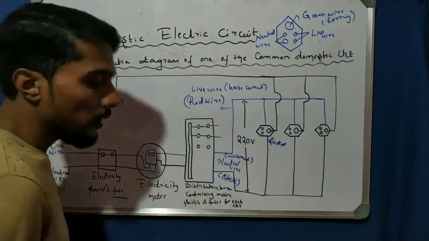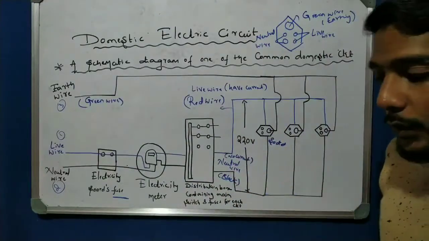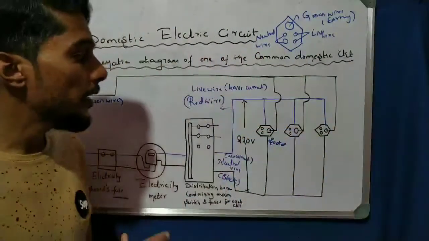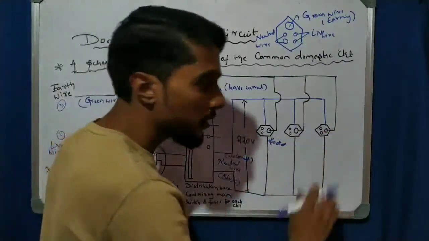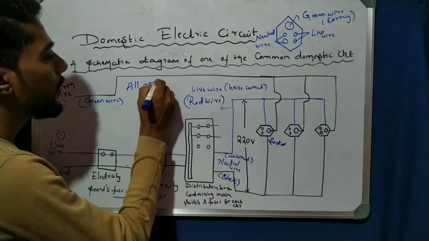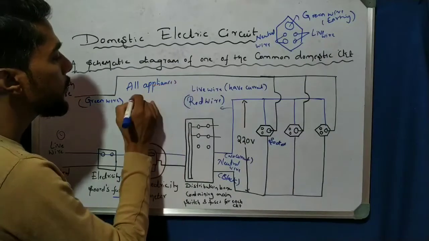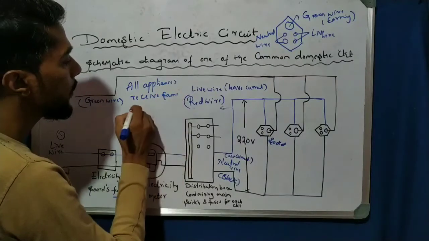Here we maintain the voltage of 220 volts in each appliance. This is one point. And another point: all the appliances receive the same voltage. All the sockets receive the same voltage. That is a very important point.